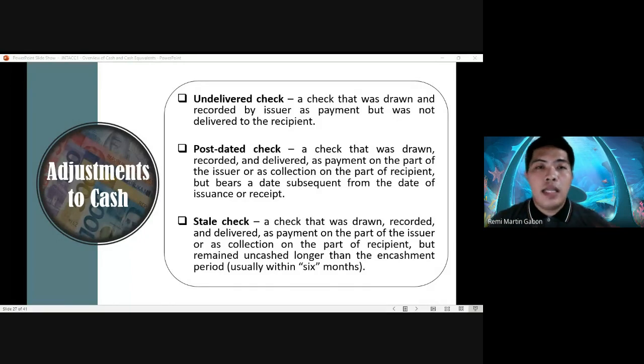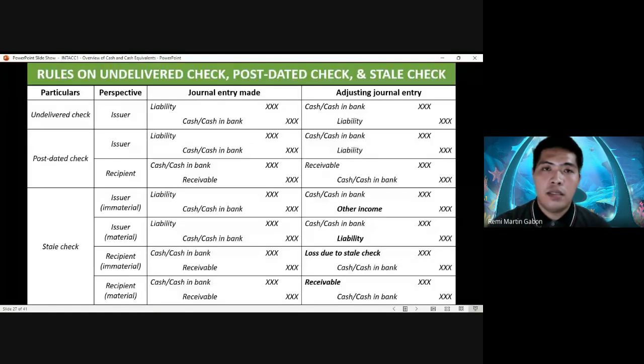Take note, undelivered checks, drawn but not delivered. Drawn, recorded but not delivered. Post-dated, drawn, recorded, delivered, pero may post-date. While stale check, drawn, recorded, delivered, but not encashed. Yan lang yan. So here are the rules on undelivered check, post-dated check, and stale check.